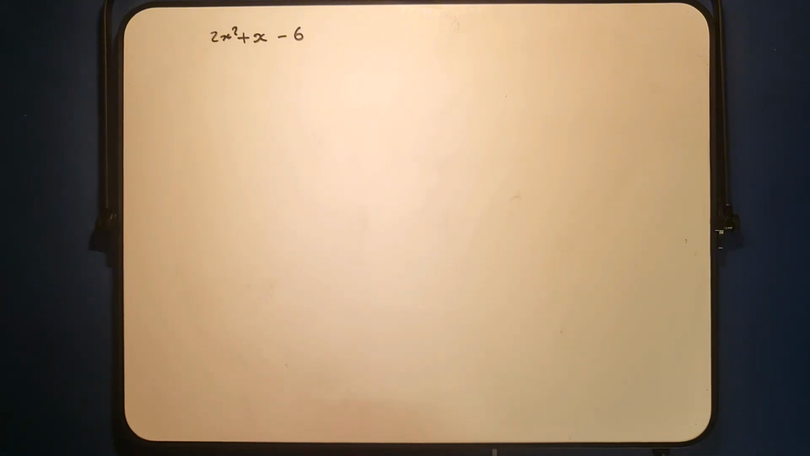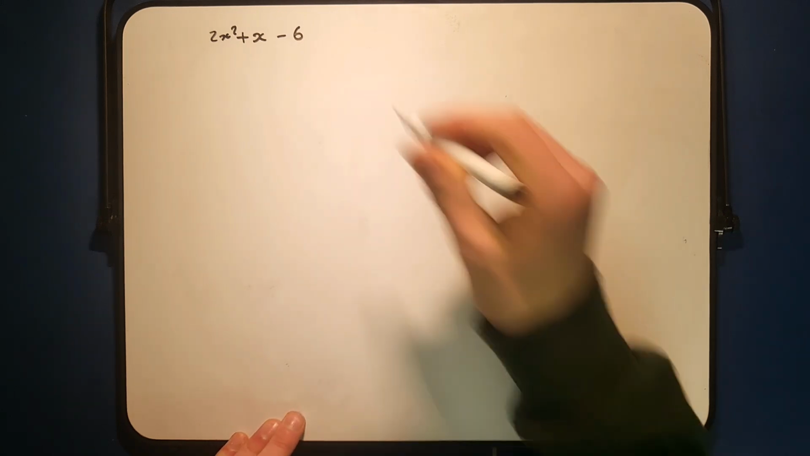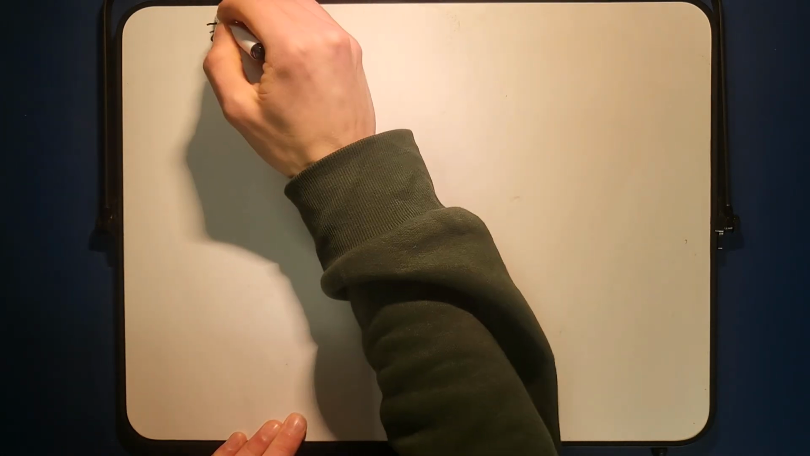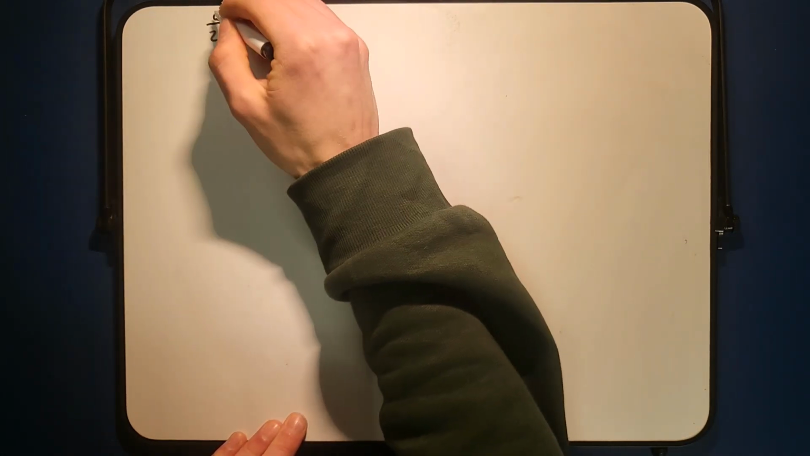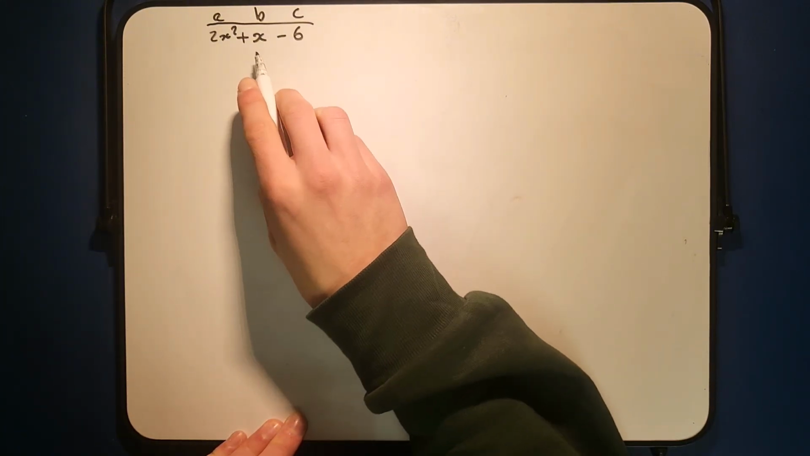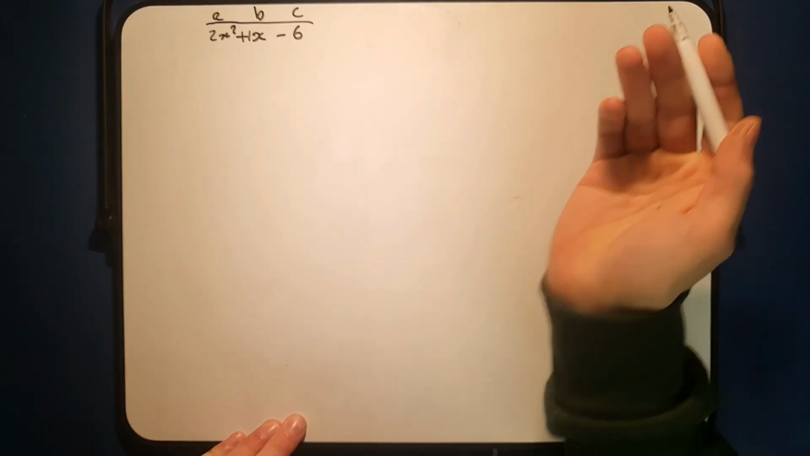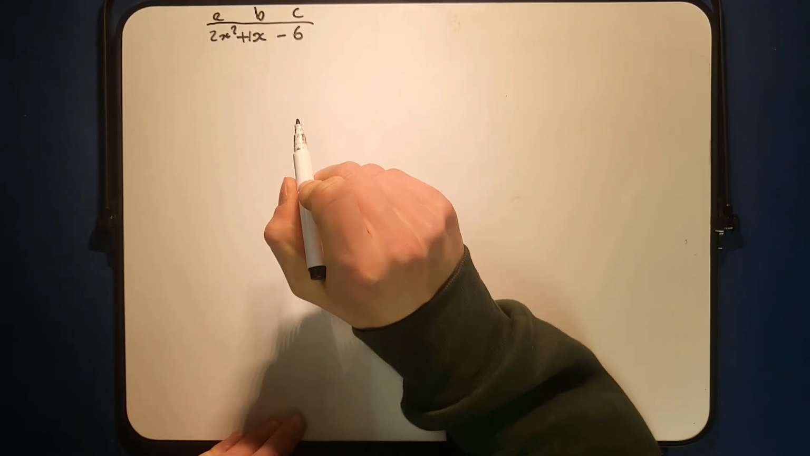Let's take a look at another example. Here we have 2x squared plus x minus 6. So let me write again the a, the b, and the c term. Okay? Now remember, when we have an x by itself, that's just an invisible 1 in front of it, because 1 times by anything is itself. This will make more sense later.